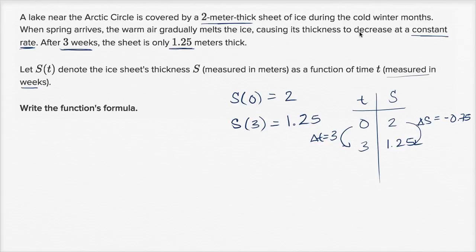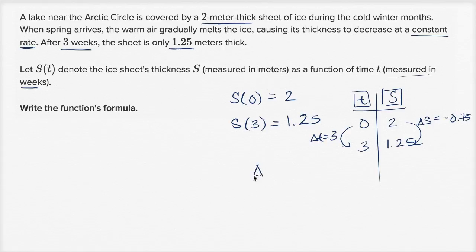And they tell us that the rate of change is a constant rate. So whatever it is between these two periods of time, between 0 weeks and 3 weeks, it would be that same rate. It would be that same rate between any two periods of time, between 0 week and 1 week, or 1 week and 2 weeks, or 1.5 weeks and 1.6 weeks. So what is the rate of change of thickness relative to time?